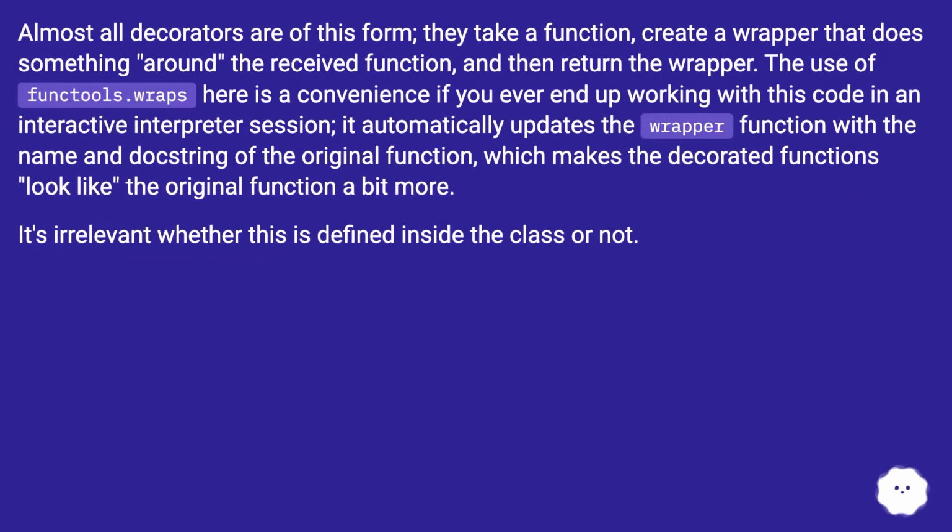Almost all decorators are of this form. They take a function, create a wrapper that does something around the received function, and then return the wrapper. The use of functools.wraps here is a convenience if you ever end up working with this code in an interactive interpreter session. It automatically updates the wrapper function with the name and docstring of the original function, which makes the decorated functions look like the original function a bit more.